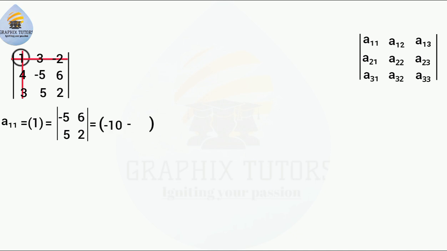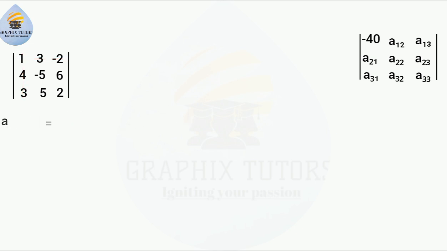Now you take the one down here at the left-hand side to go up at the right-hand side to multiply the 6. So 5 times 6 will give us 30. So minus 10 minus 30 will give us minus 40. So I will remove the A11 here, and I'm going to put minus 40. Right? Now we move forward.